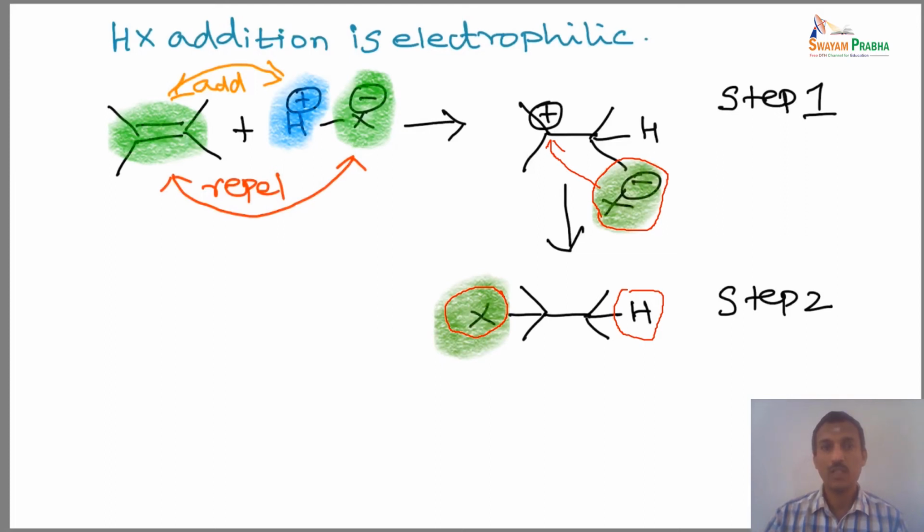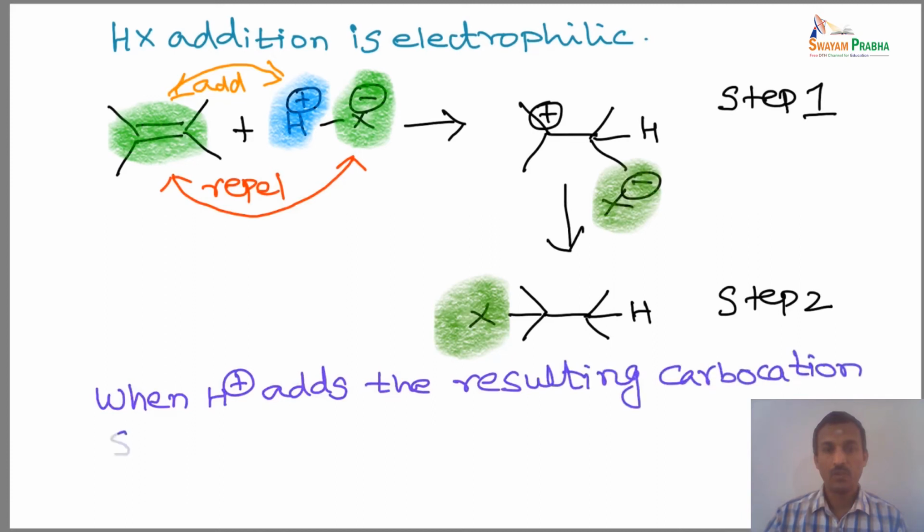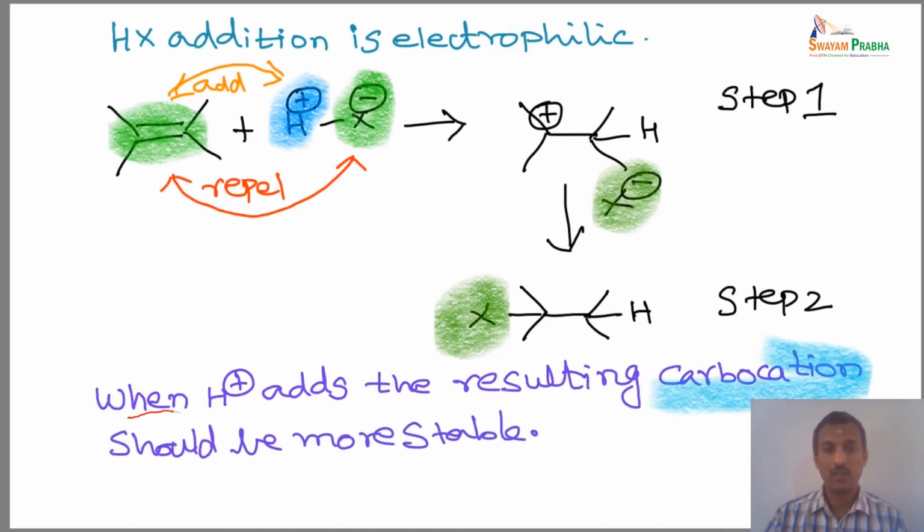So the overall reaction, that is the HX addition, is electrophilic in nature. The electrophile H plus adds to the alkene first, followed by the X minus addition. So we have a final compound as shown here. What we can say is when H plus adds, the resulting carbocation should be more stable. So this is how the reaction happens.